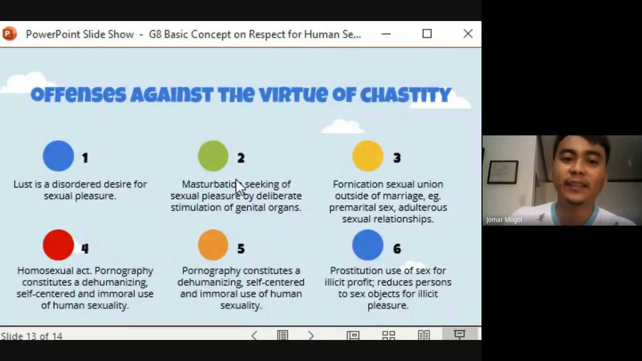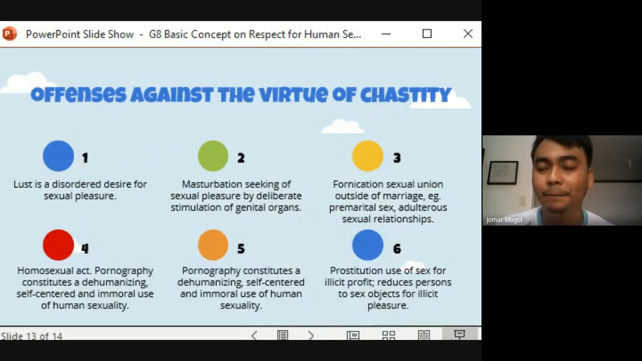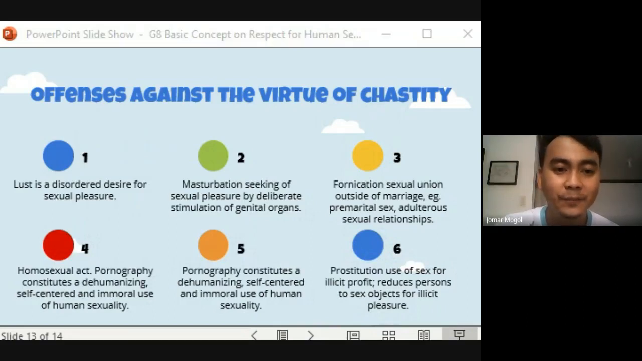Well, there are offenses against the virtue of chastity. Let me share to you the context in the module. Basahin niyo lang, kasi I think nabasa niyo na 'to, nag-trend to sa social media. Are you aware of this context in the module?